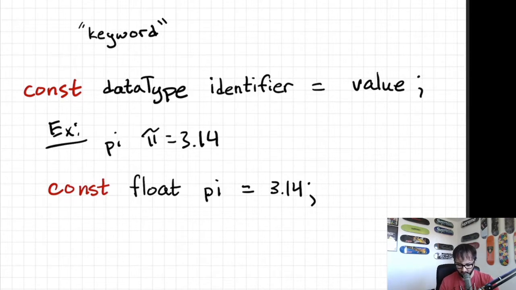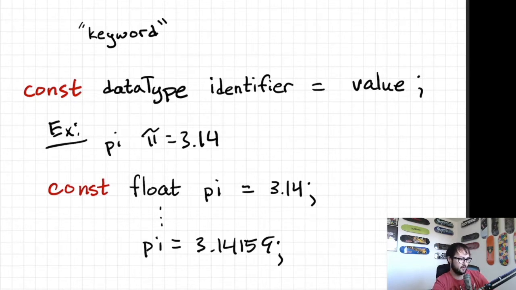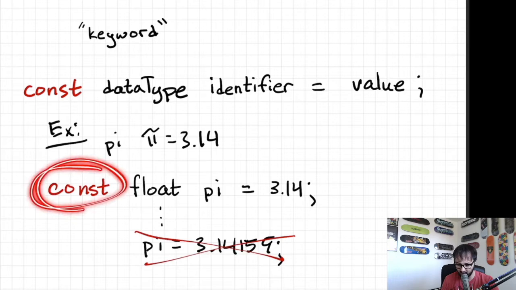And then later on in my program, if I say pi equals 3.14159, which I think is right, let's fact check real quick. 3.14159. Okay, cool. This will be a compiler error. It's not a semantics error. That is a syntax error because you are trying to override a const, which is syntactically incorrect.